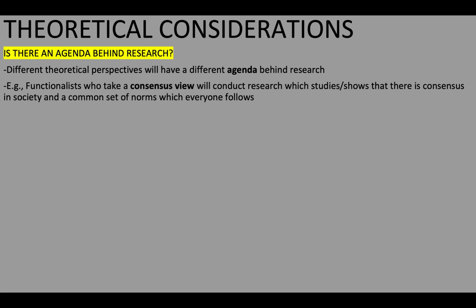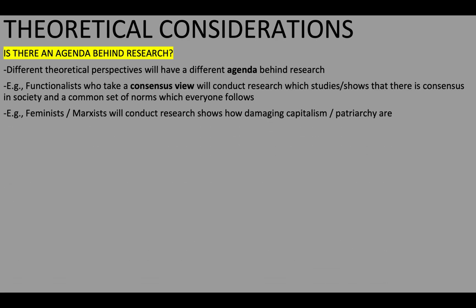So functionalists, we obviously know they take a consensus view, okay? They will conduct research which shows that there is consensus in society, that people are following a certain set of norms. So the theoretical perspective you take will often show that you have a different agenda behind your research. Okay, feminists and Marxists will conduct research which shows how damaging capitalism or patriarchy is. Okay, so these are all examples for you.